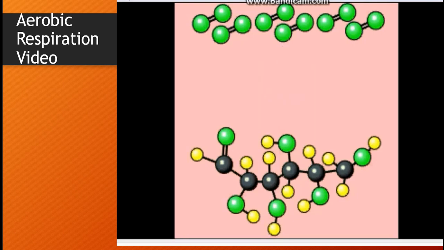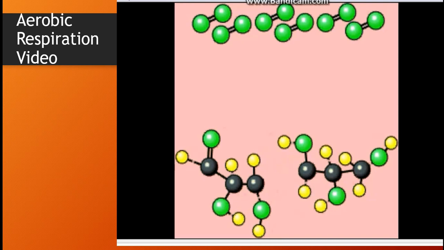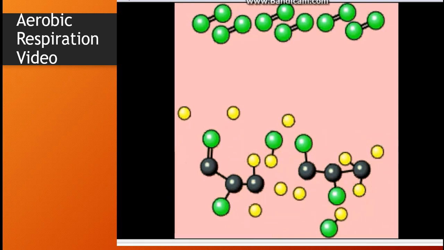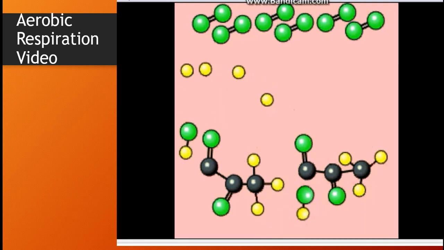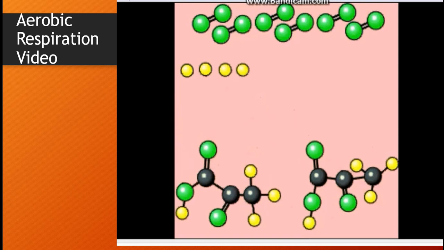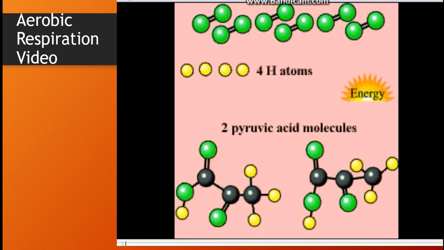The first step is called glycolysis, and the background of this animation will stay pink throughout that first step. In glycolysis, the glucose molecule is split in half, some of the atoms rearrange, and 4 hydrogen atoms are liberated from the molecule. In the end, this results in 2 new molecules called pyruvic acid molecules, 4 individual hydrogen atoms, and some energy. Notice that nothing happened to the oxygen molecules at the top. That's because this step is anaerobic, which means it doesn't need oxygen.